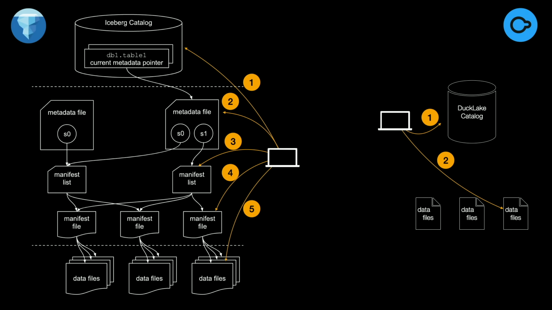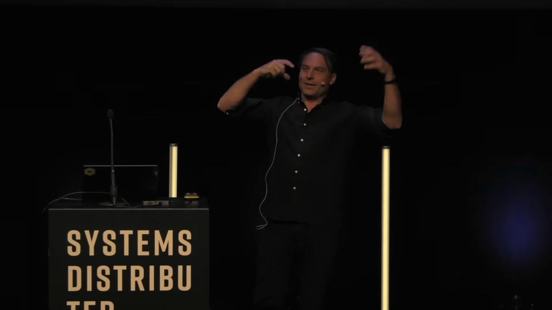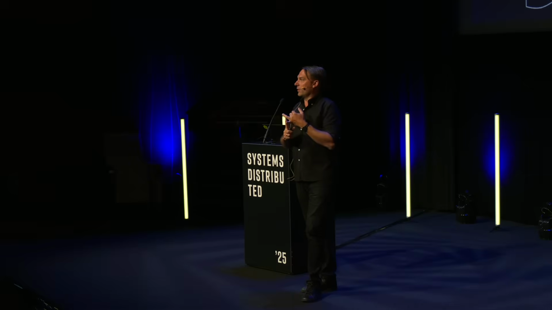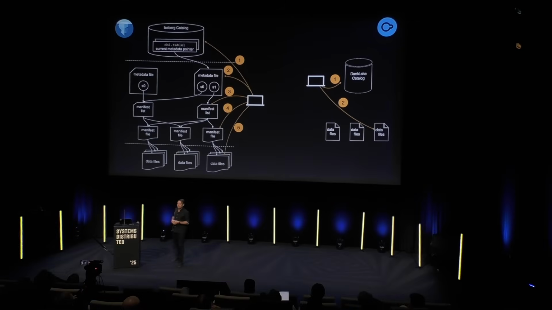What could you possibly do in terms of engineering to make the left side faster than the right side? I don't think there's anything you can do, because in the end we're doing the same thing. We both talk to Postgres, and we both talk to the object store. Only that Iceberg needs to do this 4 times, and we do it 1 time.